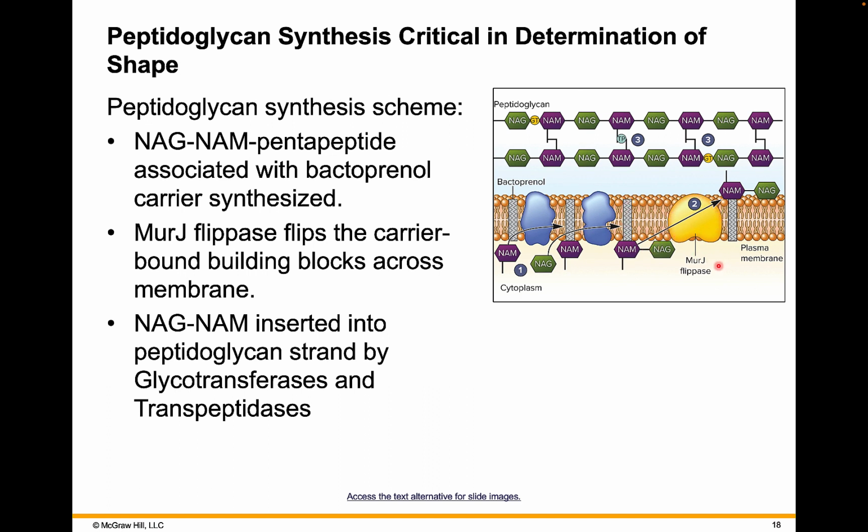associates with another protein known as a MurJ flippase. This flippase works with the help of ATP, a very energy-dependent process. And this entire NAG-NAM complex along the bactoprenol is flipped towards the outside surface of the cell.